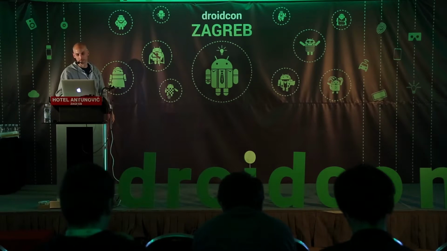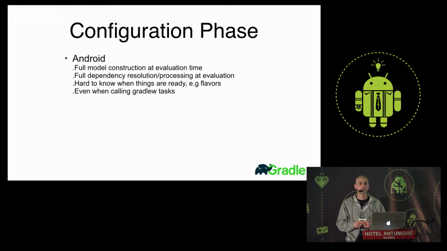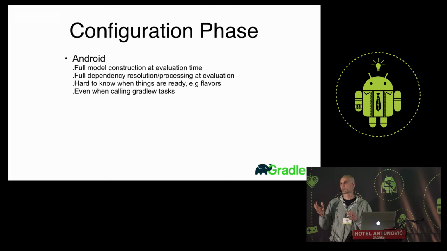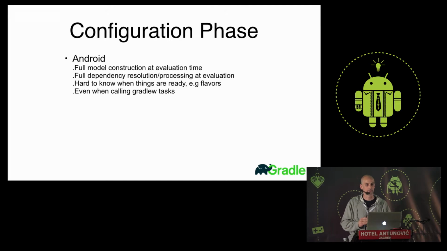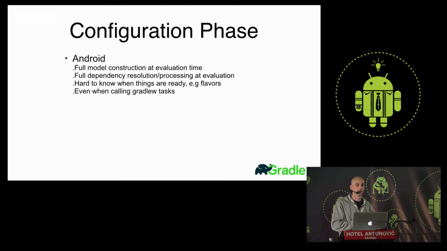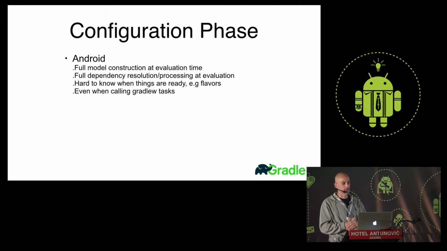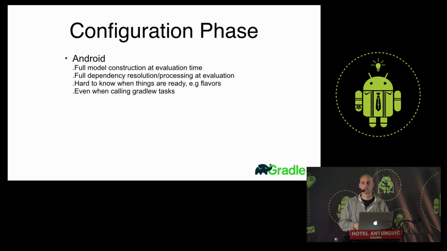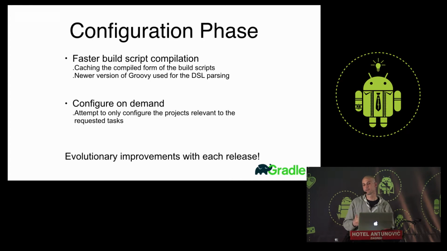That comes back to what I said in the beginning. It's kind of the reverse situation today. So for Android, the full model has to be constructed even if you say gradle help or gradle tasks, which is not good. It also has to do full dependency resolution for certain reasons, without going into those details. And really it's hard for the Android plugin to know when things are done, when you are done with your flavor declaration and so on. So what can we do there in an evolutionary way?